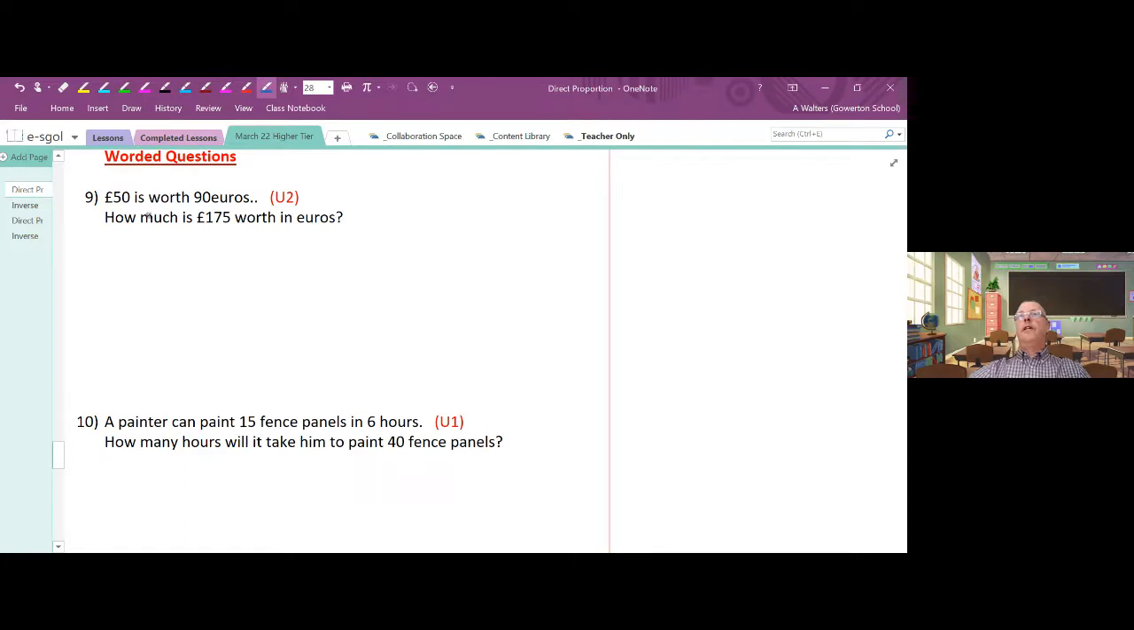So the statement is 90 euros is equal to some constant times £50. Sorry, say it the right way round. So something times £50 gives us 90 euros. So what you do is this, 90 divided by 50 is the value of k. So k is actually 1.8. Let's create a bit more space here.